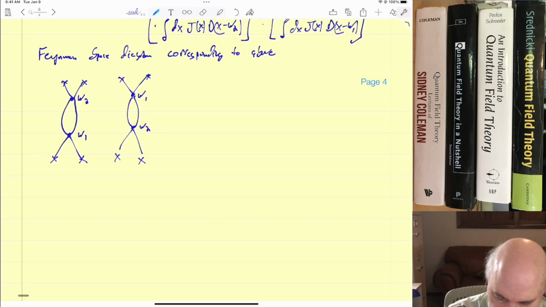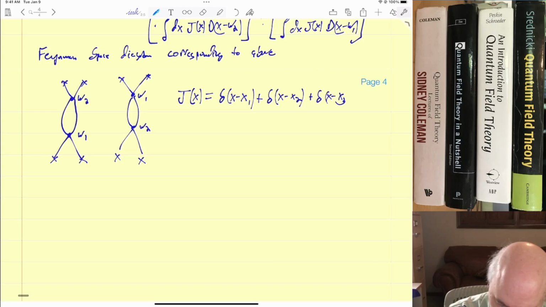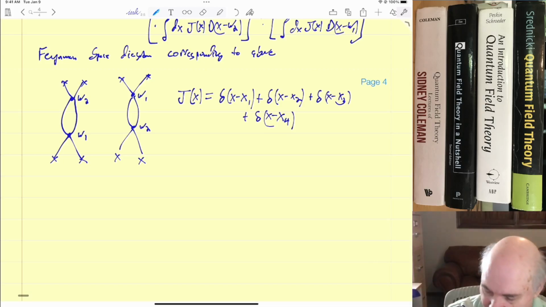Now, there's still an additional combinatoric factor that we have to work out. And one of the things we should do is put in what the source is. The source is something like delta(x minus x1) plus delta(x minus x2) plus delta(x minus x3) plus delta(x minus x4). In other words, we're just sort of going into the blob located at x1.